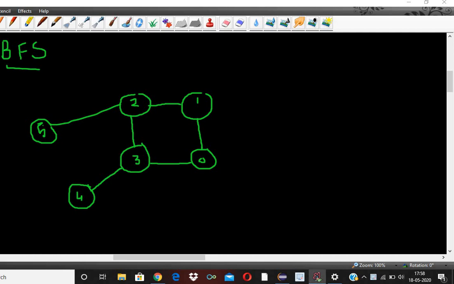Before BFS we should know what graph traversal is. Graph traversal is a way of visiting all the nodes in a graph one by one.